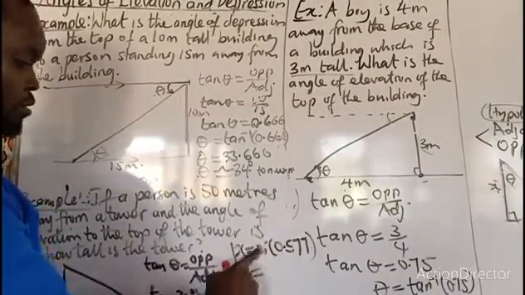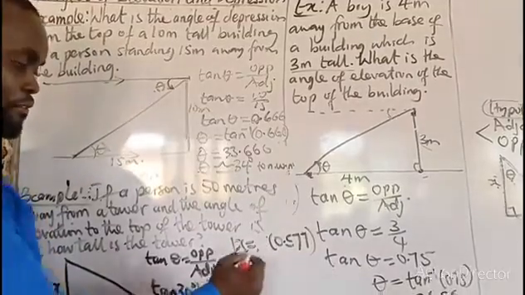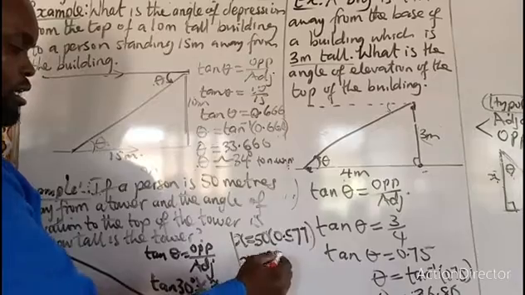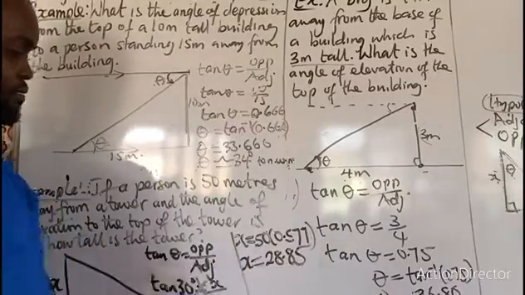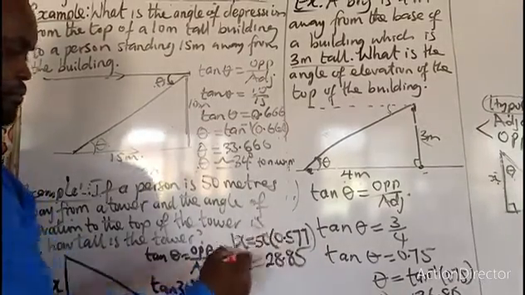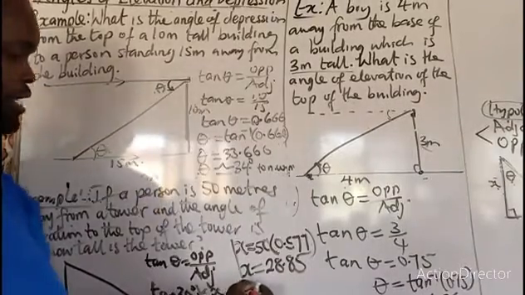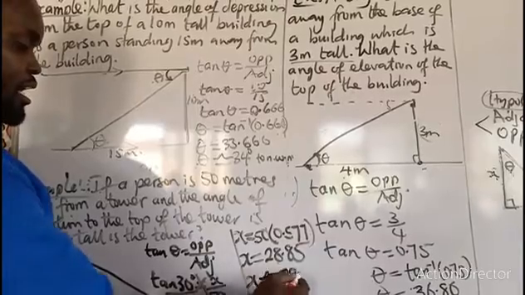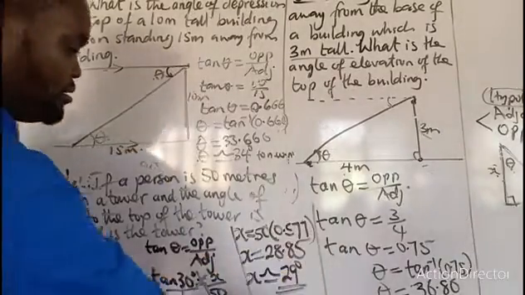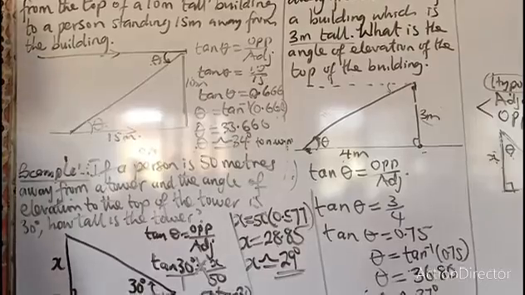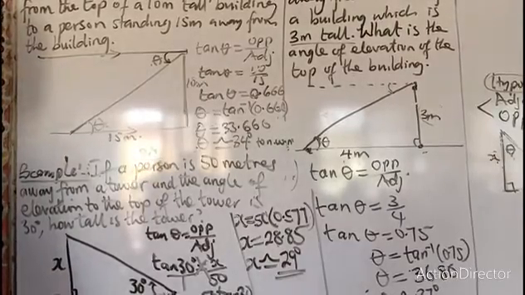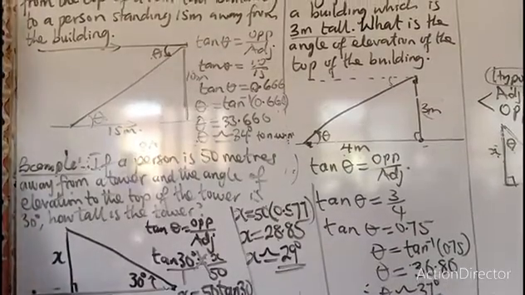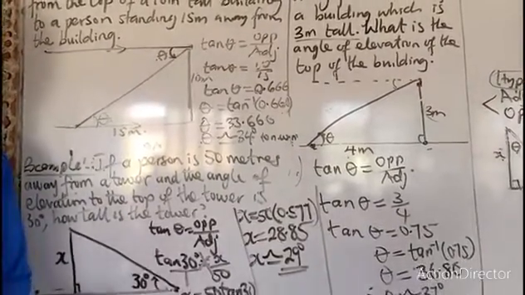Okay, yes. We made a mistake here. This is 50, so it is 28.85, right? So that X will now be approximately equal to 29. Is that understood? So that is how you interpret this. Okay?